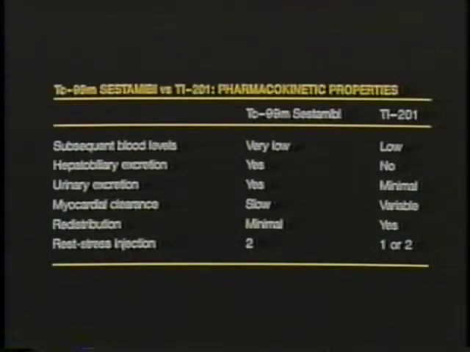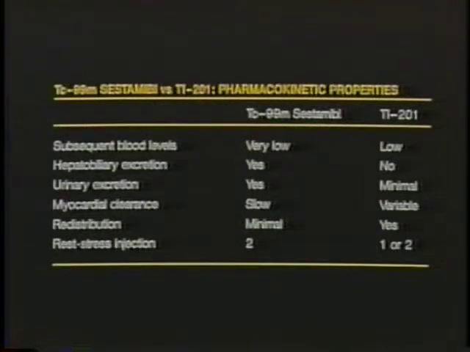We will first discuss the differences between Cardiolite and thallium as pertaining to their pharmacokinetic properties. Both Cardiolite and thallium are distributed in the myocardium in proportion to blood flow. However, there are significant differences in their pharmacokinetic properties. Cardiolite clears more rapidly from the blood than thallium. Over 90% of the Cardiolite activity is cleared in less than 5 minutes.